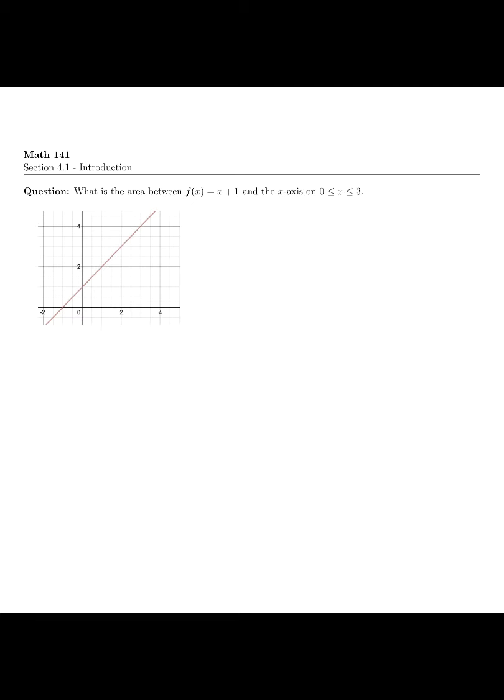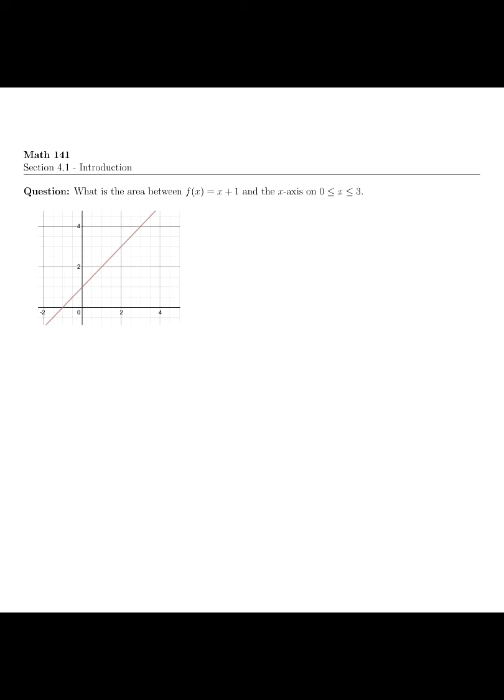All right, welcome to the introduction to section 4.1. We're going to start talking about area between functions and the x-axis, and we're eventually going to find an efficient way to calculate these areas, but we're going to have to build up to that like we did with limits and derivatives. So the first question here is, what is the area between f of x equals x plus 1 and the x-axis on the interval from 0 to 3?